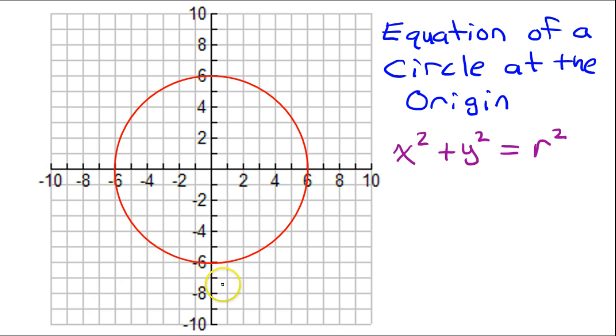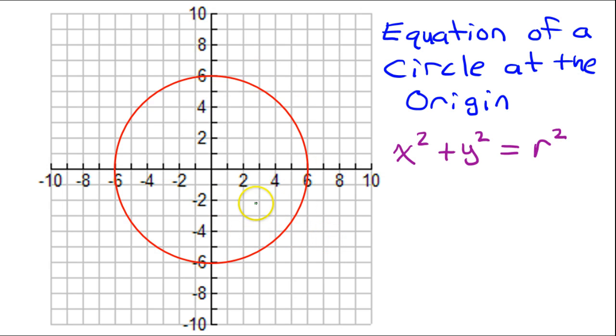This lesson is all about the equation of a circle. Here is the simplest version. If you have a circle centered at the origin, the equation of that circle will be x squared plus y squared equals r squared, where r here is the radius of the circle.